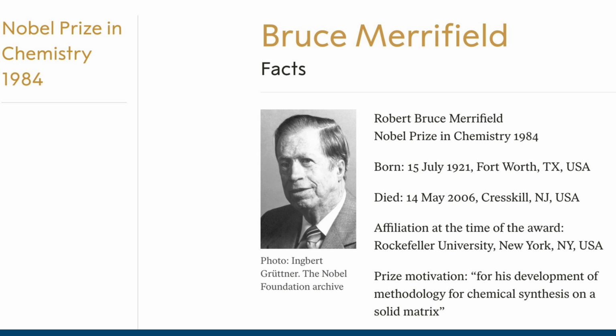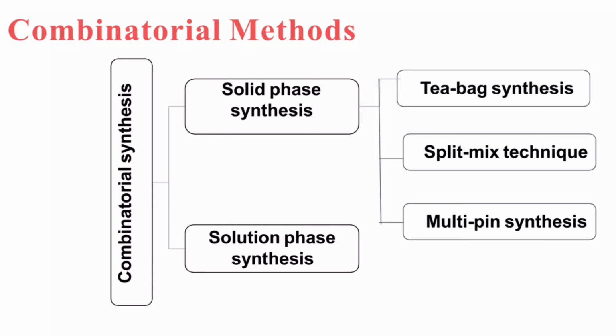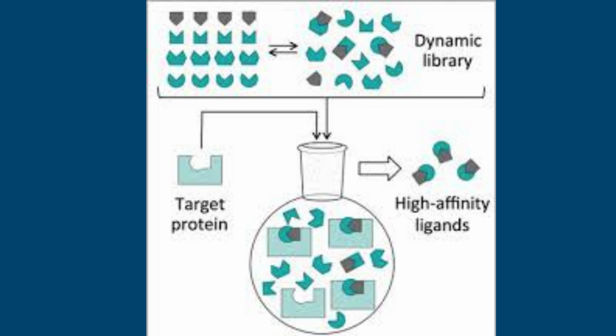in 1984. Building upon this foundation, modern combinatorial chemistry emerged in the late 1980s and early 1990s with the development of high-throughput methodologies such as multi-pin synthesis, the tea-bag technique, and split-and-pool strategies. Subsequent advances included the introduction of one-bead-one-compound (OBOC) libraries, small molecule combinatorial libraries, biological display systems such as phage display, and DNA-encoded chemical libraries, which allow the construction and decoding of extremely large compound collections.